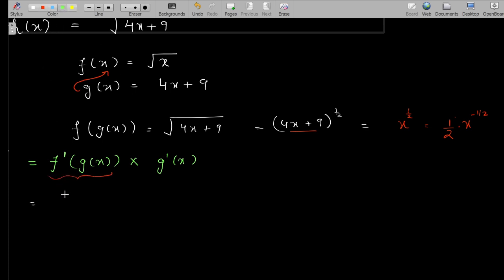So this term is 1/2 times, instead of x, write g of x, because now you don't have x, you have g of x. So that becomes 4x plus 9 raised to negative 1/2. And then you multiply that by the derivative of g(x). So what will be the derivative of g(x)? g(x) is 4x plus 9.